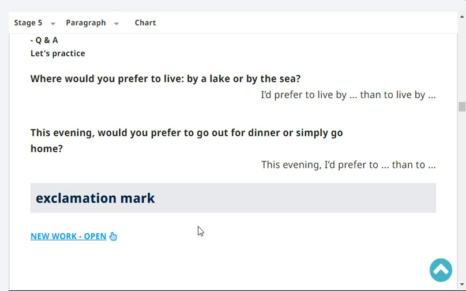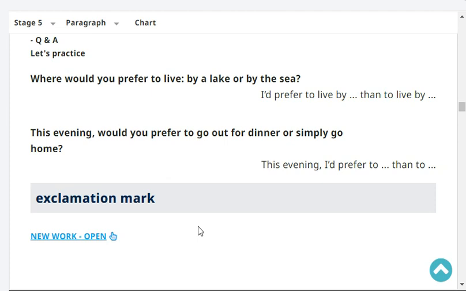Where would you prefer to live? By a lake or by the sea? I prefer to live by the lake than to live by the sea.